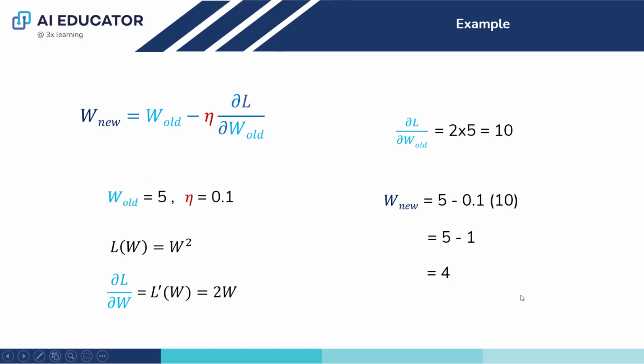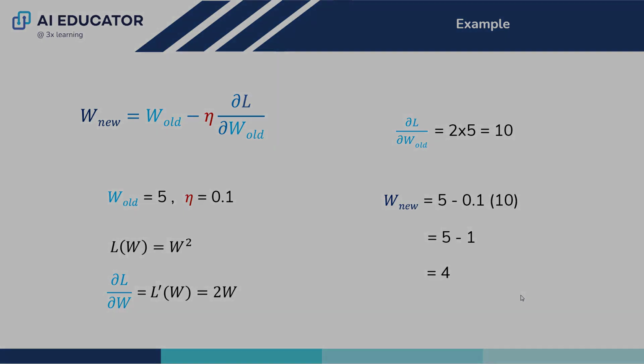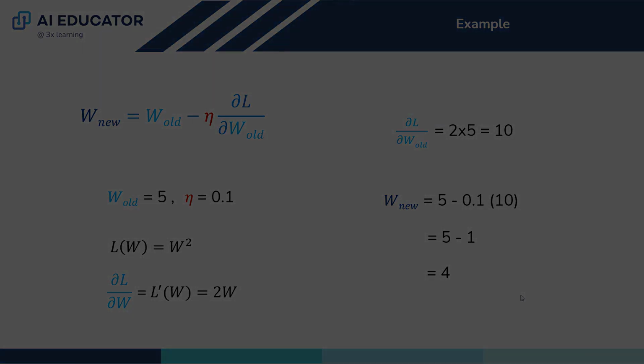Okay, you don't need to mug up any of these equations. If you just write optimizer equals Adam or RMSprop or SGD, they will do all these calculations and will update the weights. Okay, this is just for your understanding. Okay, in the next video, let us learn about vanishing and exploding gradient.